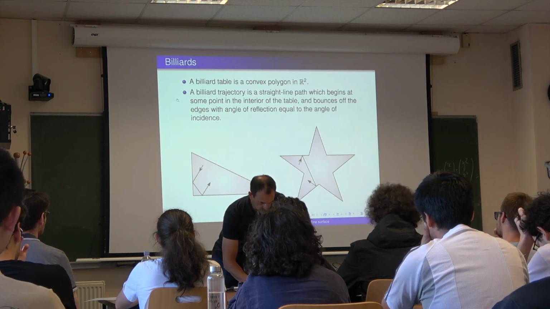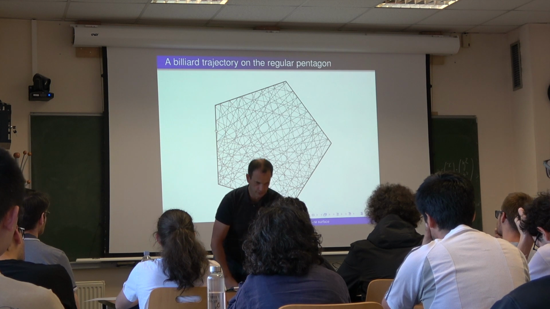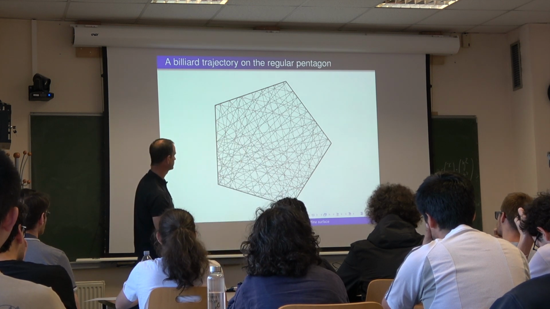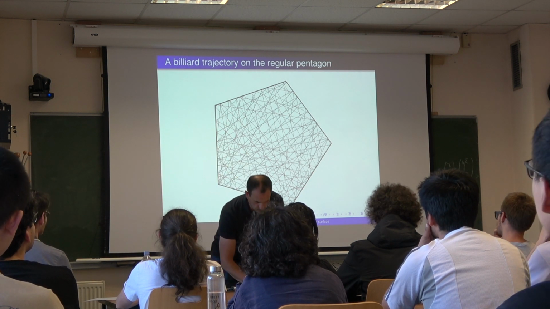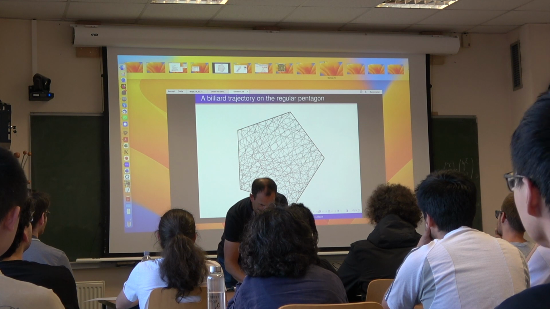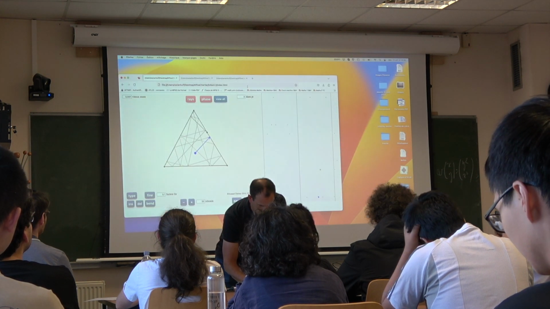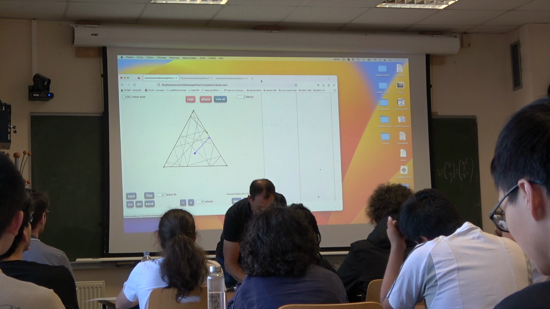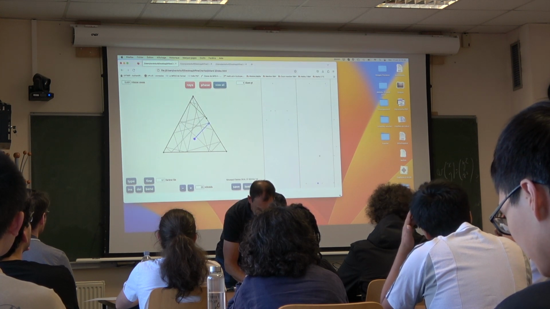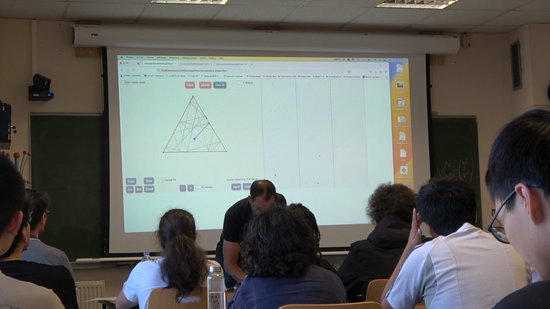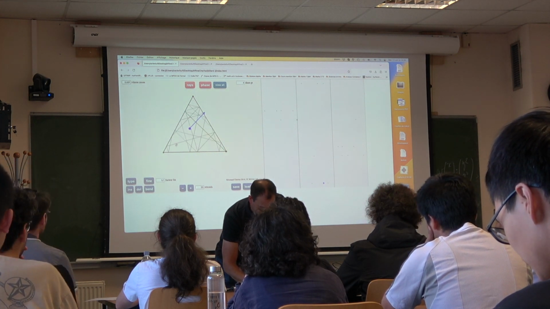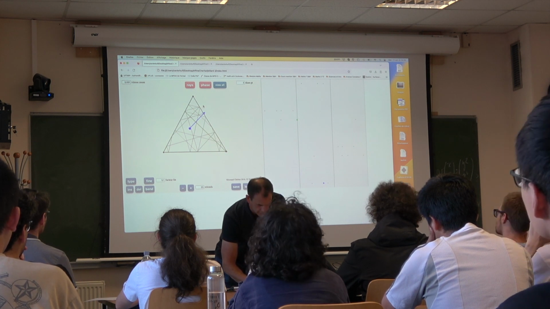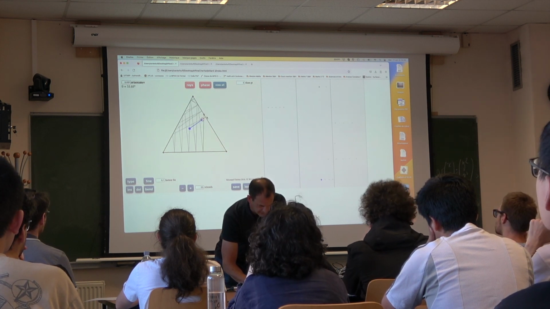So this is the billiard trajectory on the regular pentagon. I don't know where it started. I found it on the internet. Or you can also use software. The software I will use now has been implemented by Arnaud Chéritat, who is a mathematician here in this institute. So this is an equilateral triangle. I can use this arrow to draw the trajectory.